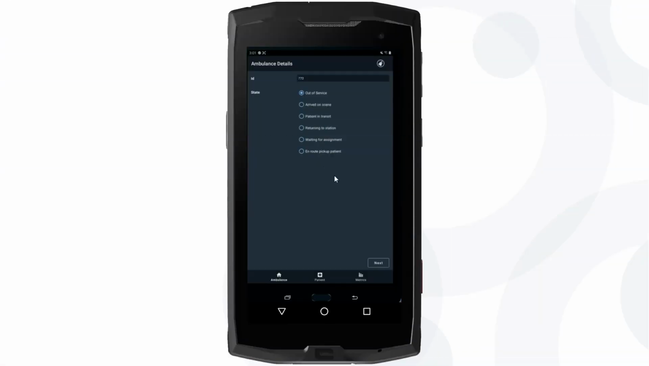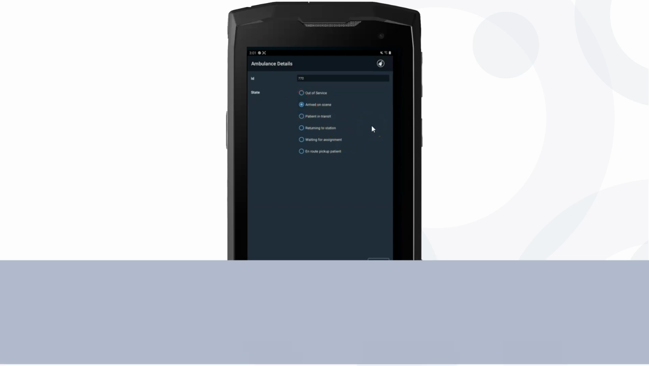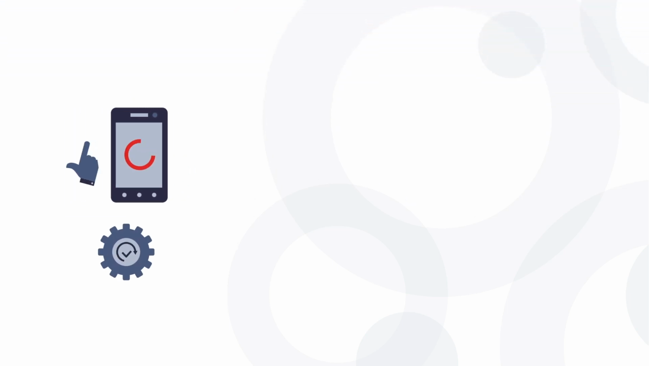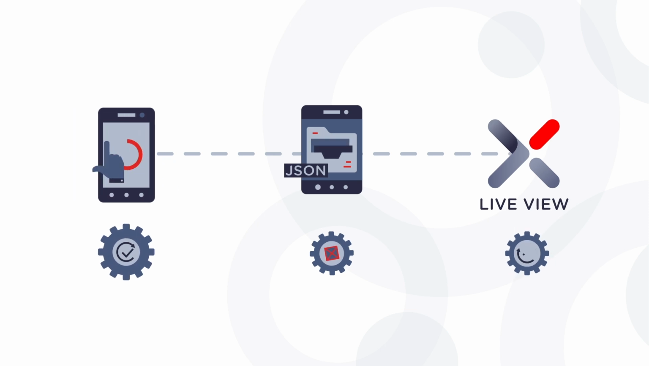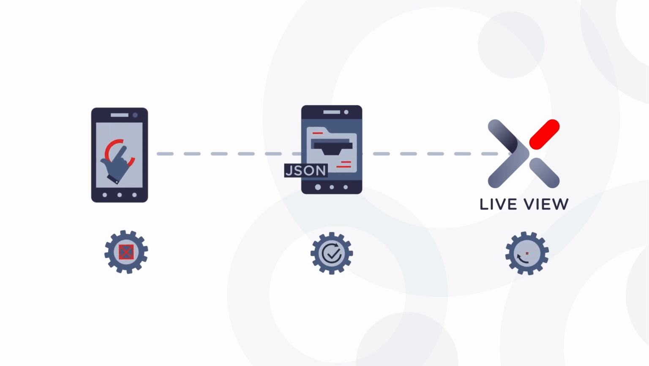For example, let's say that this in-house built app records the ambulance's ID, which we can see is currently 772, and the state, as the operator changes it, whether it's out of service, whether it's arrived on scene, whether the patient is in transit, etc. So the app developer has configured the app so that this data is written to a file on the device's storage dynamically. When the state changes on the app, the file is updated, and in turn Live View would be updated as well.